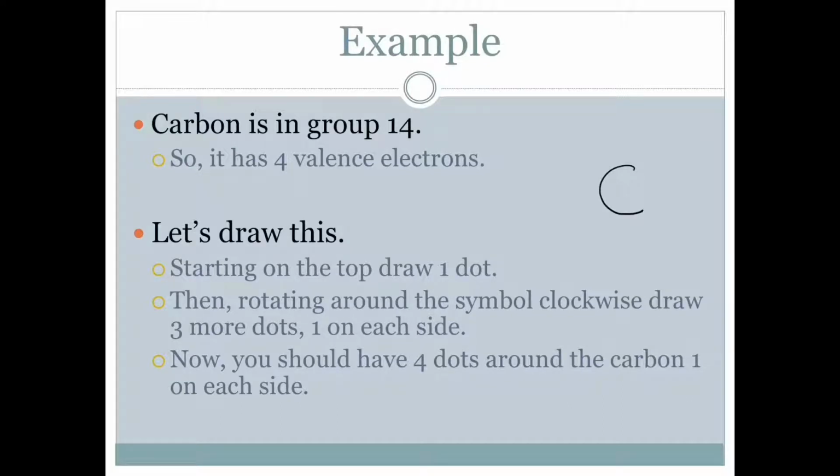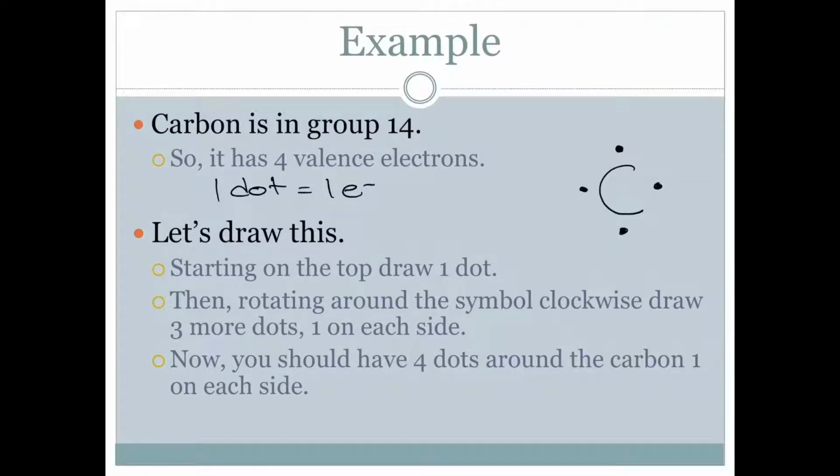And now we're going to draw 1 dot at the top. We have 4 valence electrons, so we can only put 4 dots around C because 1 dot equals 1 electron. So now we're going to rotate around the symbol in a clockwise fashion, drawing 3 more dots so that we have 1 on each side. All right, so now it's going to look like this.